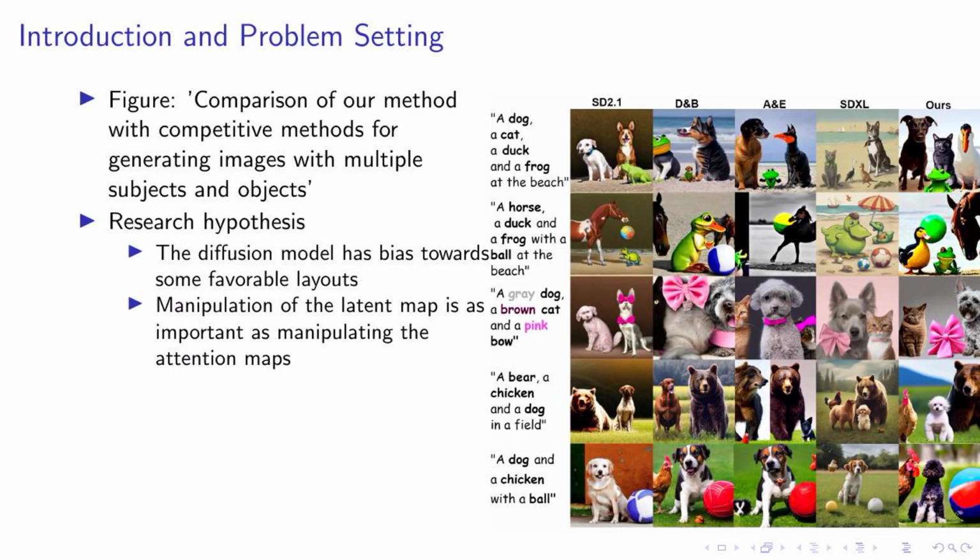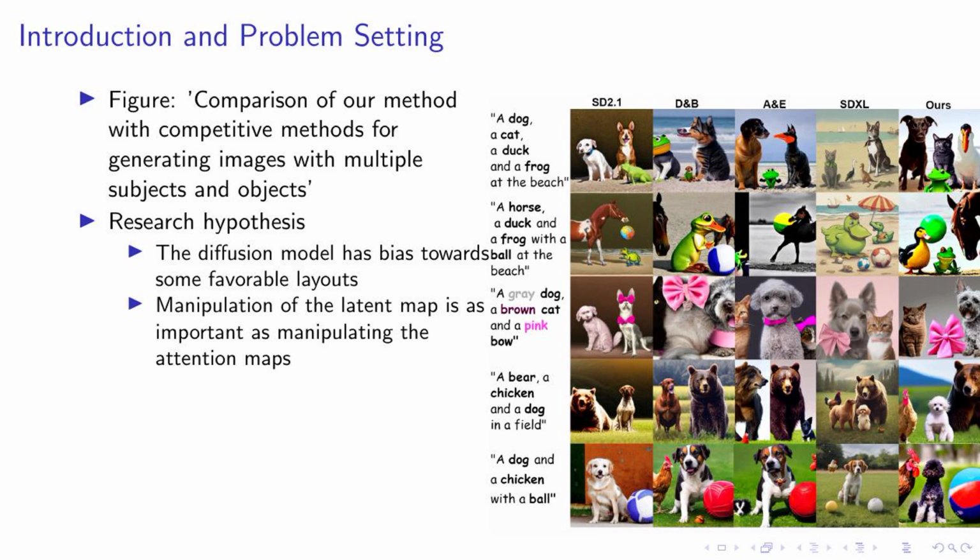On this slide, we have a visual comparison of our method with other competitive methods for generating images with multiple subjects and objects. As you can see, our approach significantly improves the image layout, resulting in images that are more faithful to the prompt. Now, let's delve into our research hypothesis.